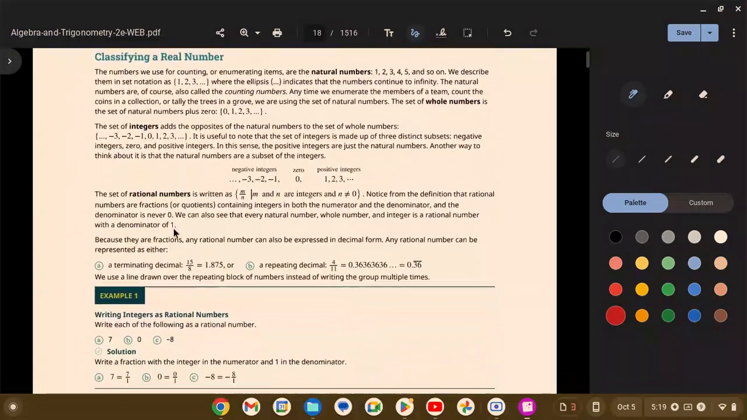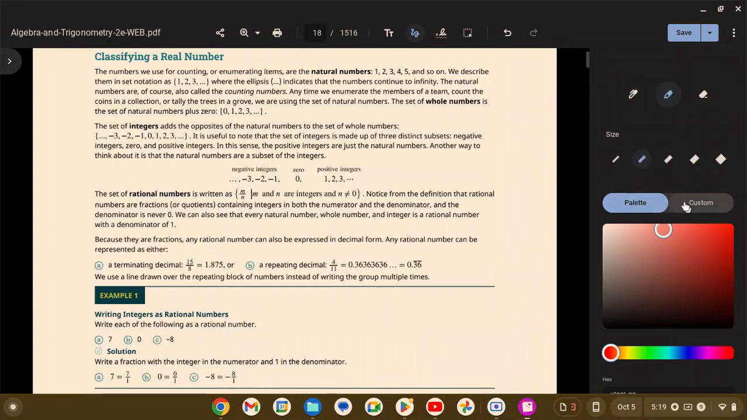Classifying a real number. The numbers we use for counting or enumerating items are the natural numbers. Okay, I'm going to go ahead and just pop the highlighter thing up. Custom. Let's do green.